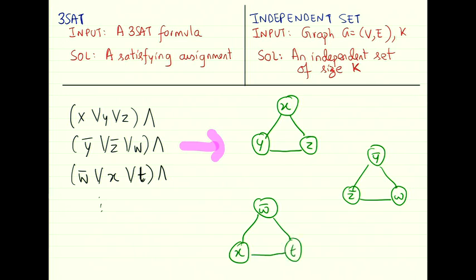Okay, so what does a triangle enforce? If you have a triangle in an independent set, I can only pick one of them, right? So I can only pick one of the three vertices in any triangle. If I pick two, they won't be independent. They'll be connected by an edge. Okay? So that's good.